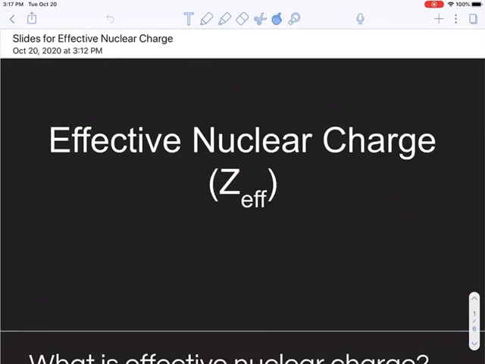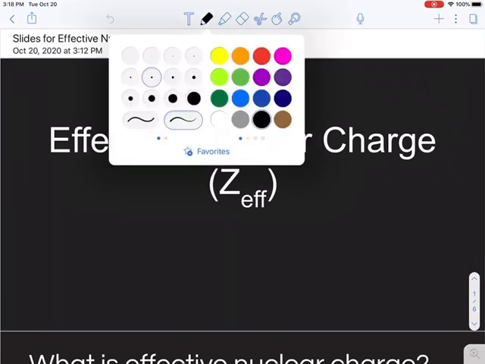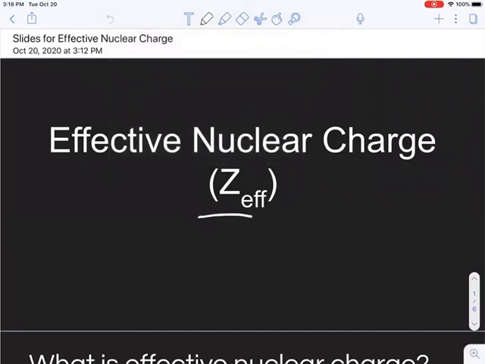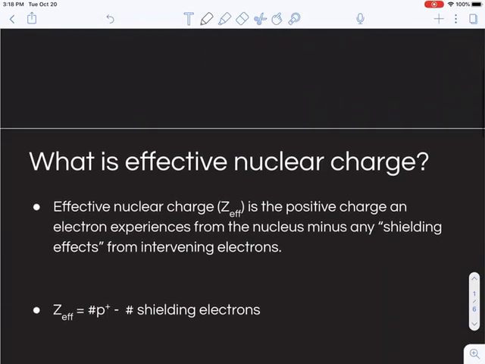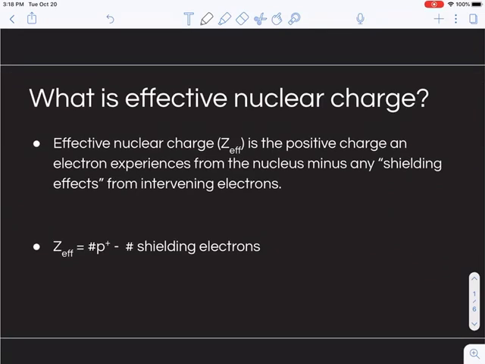Hi everyone. In this screencast, I'm going to be talking about effective nuclear charge. We abbreviate effective nuclear charge with Z effective. Z effective is our abbreviation for effective nuclear charge. So what is Z effective, or effective nuclear charge?